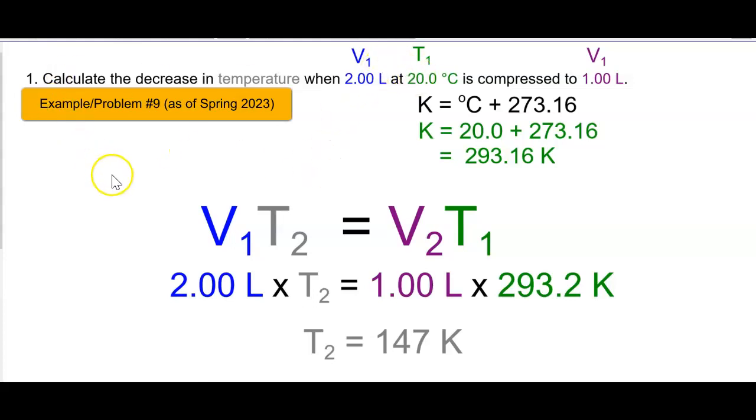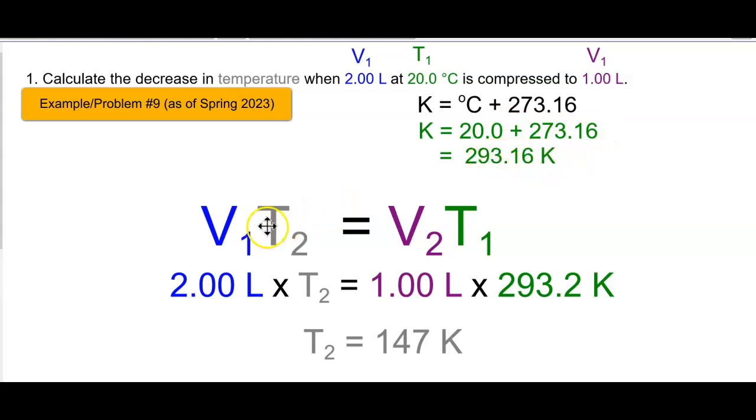To use any laws in chemistry, basically any temperature in chemistry, we always convert it to Kelvin. So the formula to convert to Kelvin is Kelvin equals degrees Celsius plus 273.16. So 20 degrees Celsius plus 273.16 is 293.16 Kelvin.